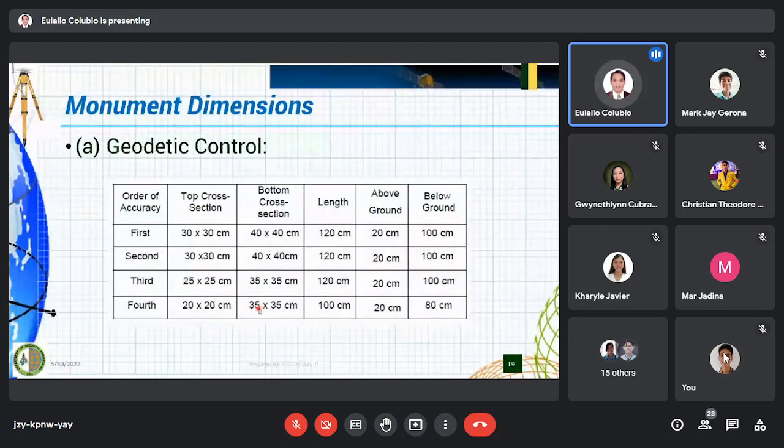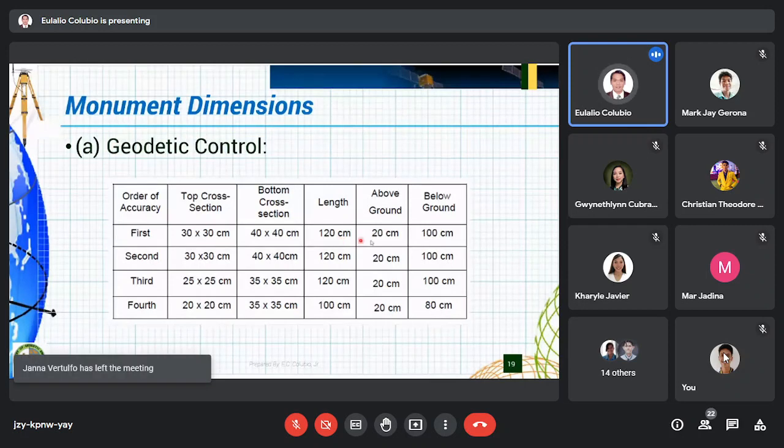All right. So these are the dimensions of the geodetic control monuments. For the first order, the top dimension is 30 by 30, and the bottom is 40 by 40. So it is a frustum type of solid. The length of this monument is 1.2 meters, and above ground, 20 centimeters. So it's very small. Below ground is 100 centimeters. So 1 meter is buried.